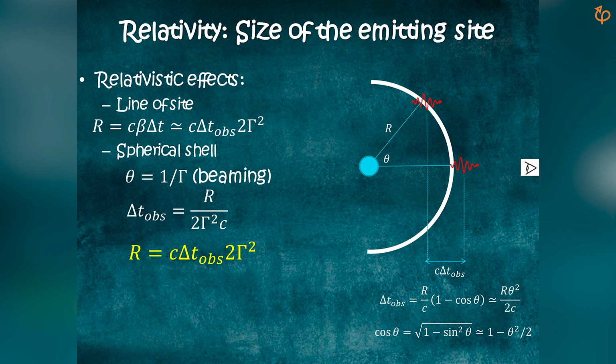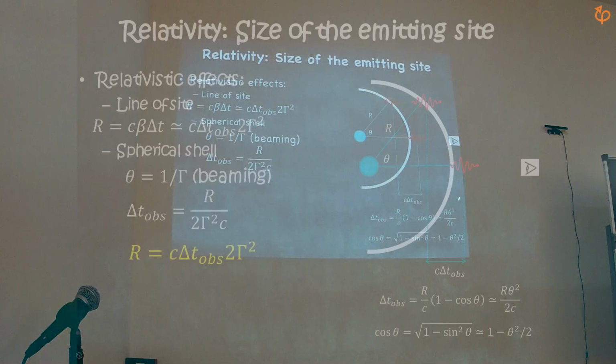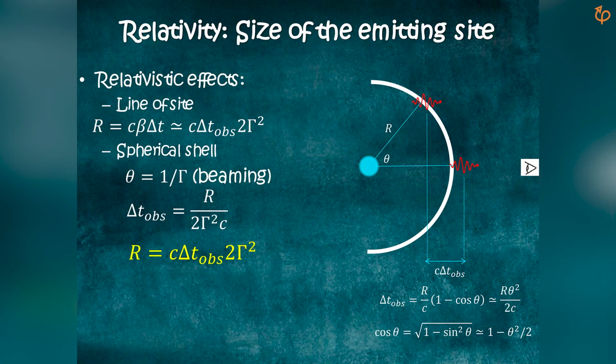I can only see a small part of the shell. What part of the shell will I be able to see? What angle will I be able to see? You remember the relativistic beaming? So I will only be able to see parts of the shells that are within theta equal to 1 over gamma from the line of sight. So I will only be able to see the front part of the shell. All this part will be completely obscure for me because the emission will be beamed away.